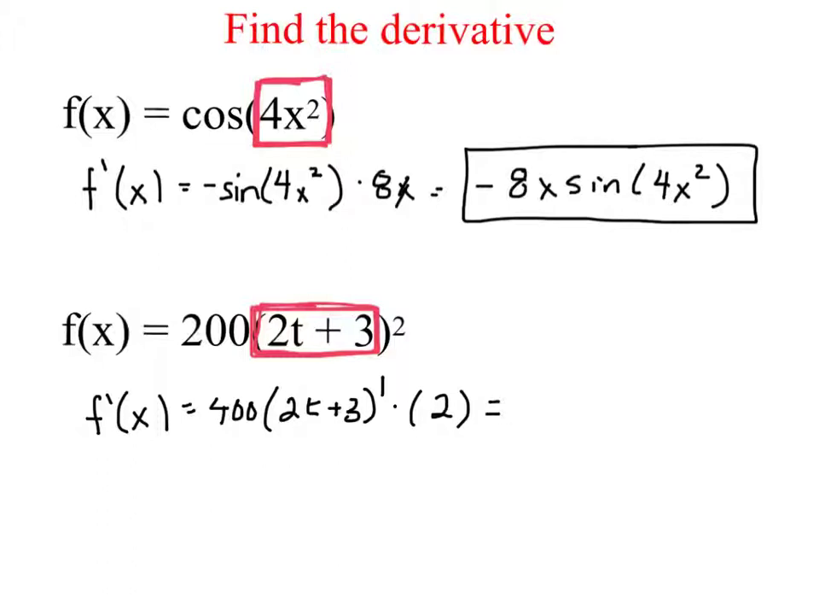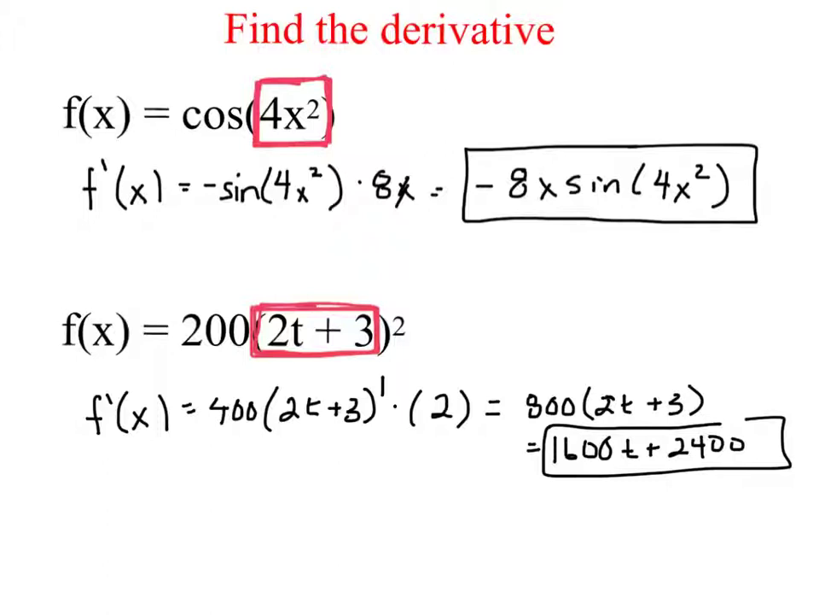Now I could clean this up a little bit. 400 multiplied by 2 is 800 multiplied by 2t plus 3. And you could, of course, even go further, 1600t plus 2400.